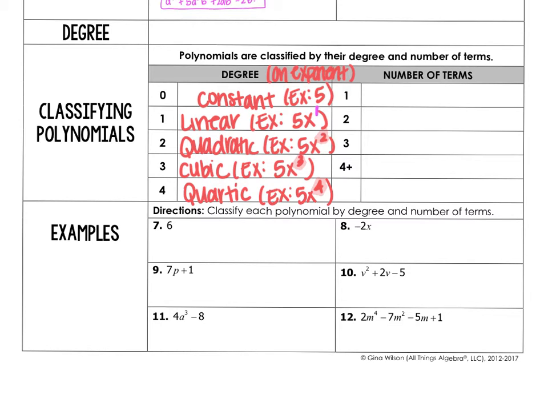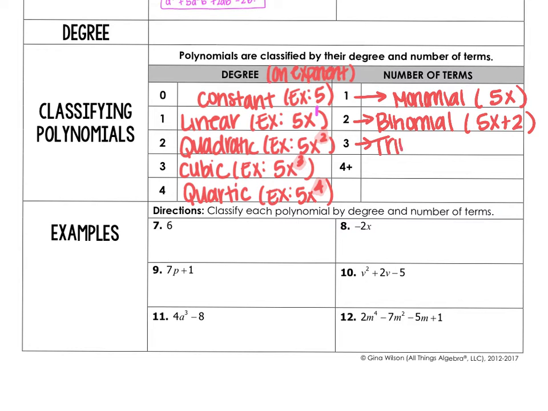As far as number of terms in a polynomial go, if it has 1 term, we call it a monomial. An example of a monomial could be 5x. If it has 2 terms, we call it a binomial. So something like 5x plus 2 is a binomial. There's 2 terms. If it has 3 terms, we call it a trinomial. That could be x squared plus 5x plus 2.